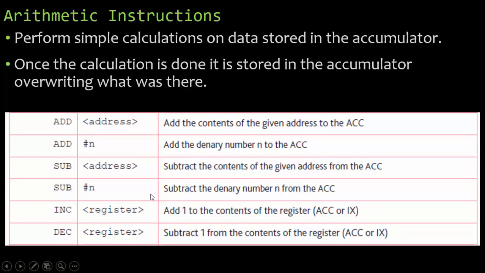So we have add. We can add the contents of an address. So if I add 200, that would add whatever is stored in address 200. Add number in. So if I had add number 200, that would actually add the value of 200. Same thing with subtract. Then we have increment, which is add 1 to the contents of the accumulator or the index register. That's what IX is. And then we have DEC, which is decrement, subtract 1 from the contents of the register. So these are your various arithmetic instructions.